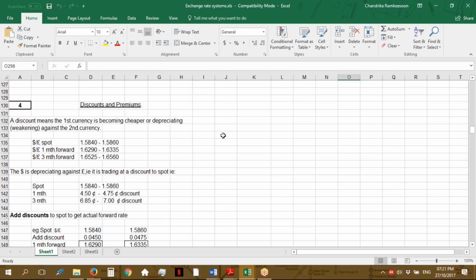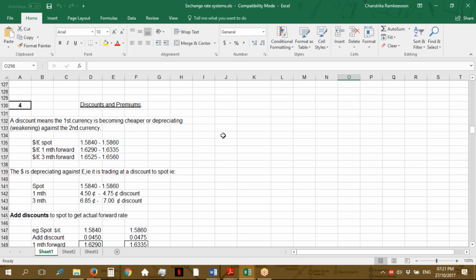With forward rates, in an exam question, the examiner may give you a 1 month forward rate or a 3 month forward rate. And quite simply, these are the rates which can be used if a business wishes to use a forward hedge. So for example, if a business wants to protect itself against movements in exchange rate, for example, a British firm owes a US firm $2 million, which is due in 3 months' time.